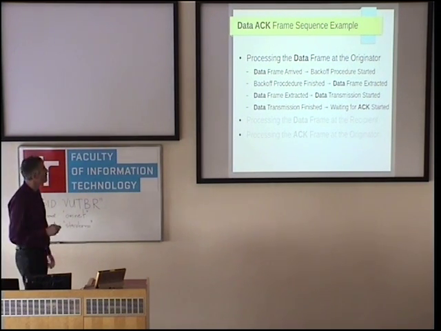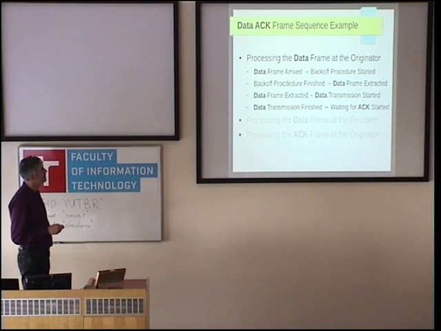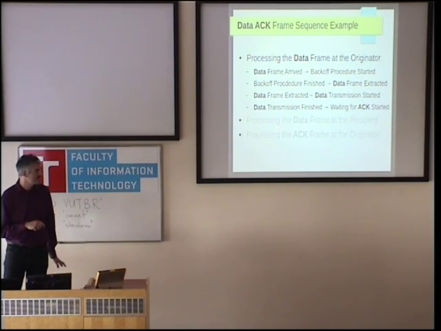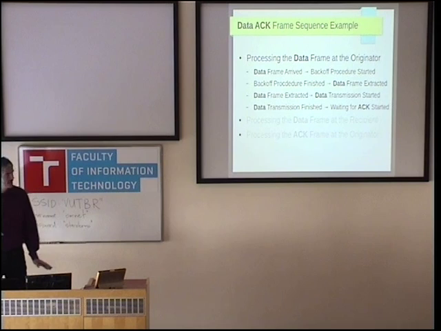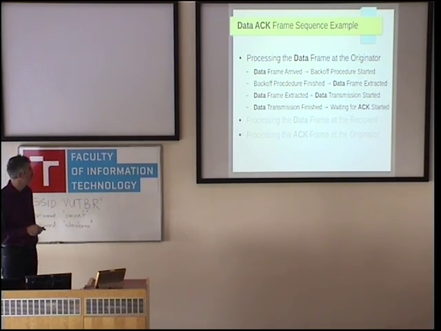But anyway, this data ACK frame exchange sequence can be split into three parts. The first part is processing the data frame at the originator. The second part would be processing the data frame at the recipient, and the third part would be processing the ACK frame at the originator. But I left out the last two parts because it would be too much. So even the first part had to be split into 4 subparts to understand. And here you can see those. I'll go through each one of them.